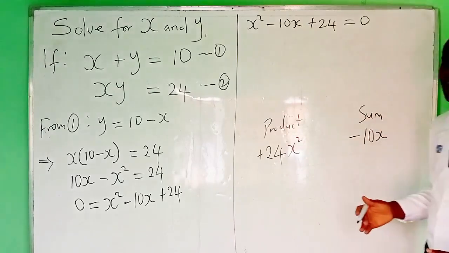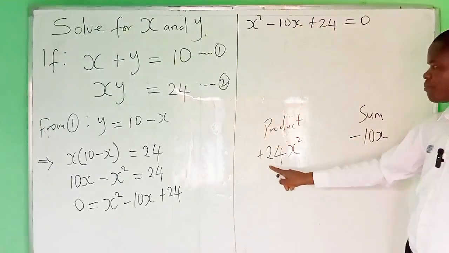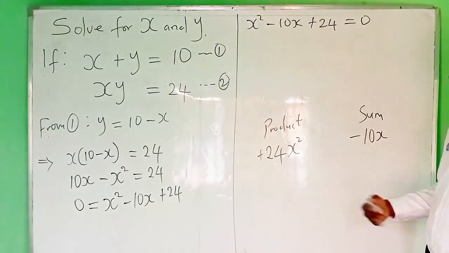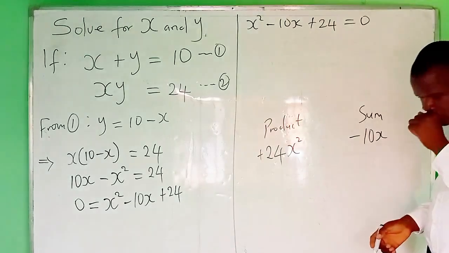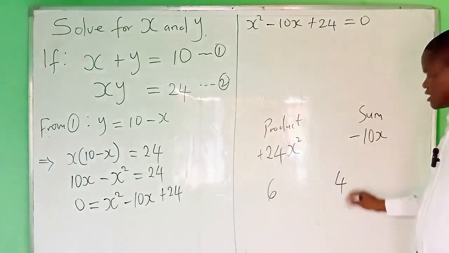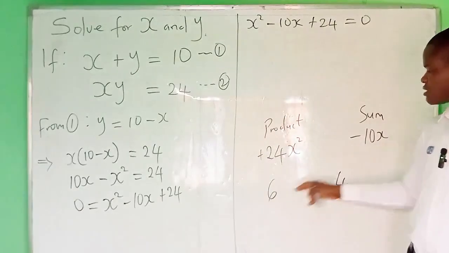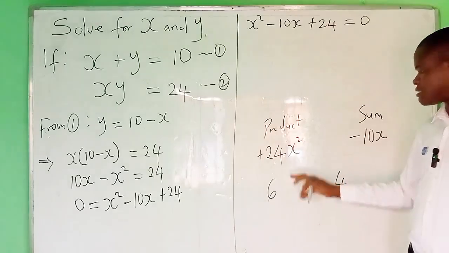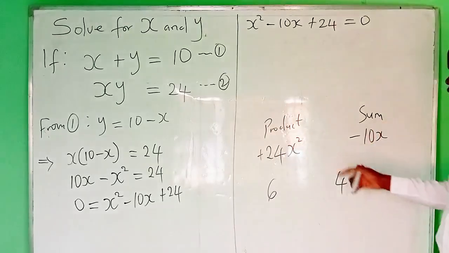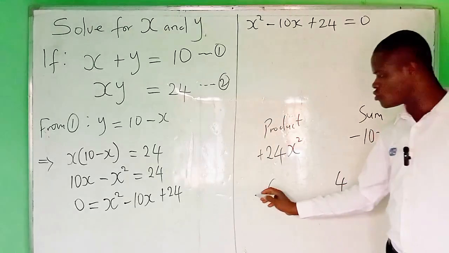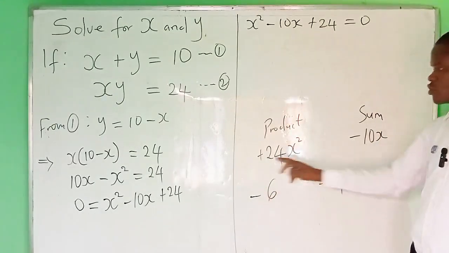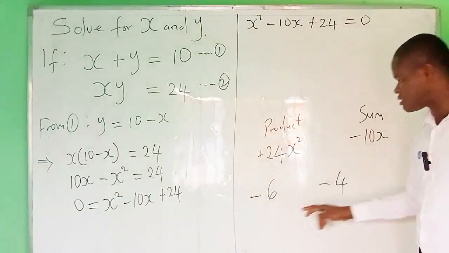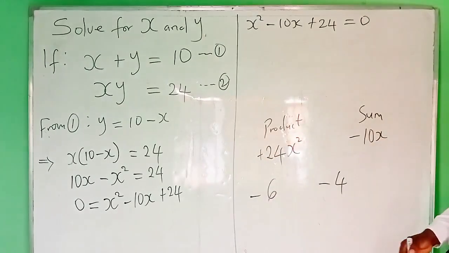So we are looking for two numbers that when we multiply them, we get plus 24. And when we add them or subtract them, we get minus 10. So those two numbers are going to be 6 and 4 because 6 times 4 will give us 24 and 6 plus 4 will give us 10. So since this is minus, we are going to use minus here, minus here. Because minus times minus will give us plus, and then minus 6 minus 4 will give us minus 10x.